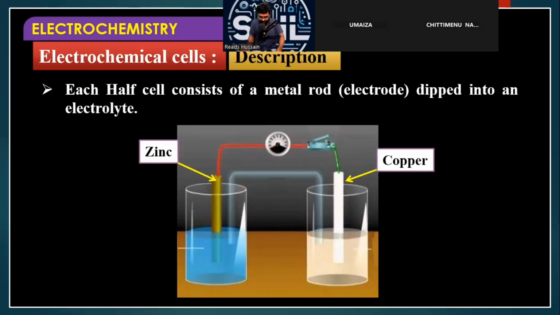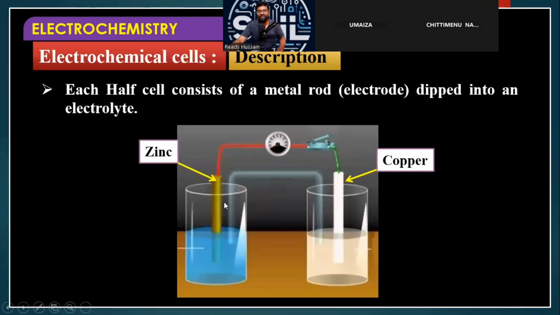This is the simplest arrangement, the construction of a galvanic cell. Here you can find two beakers. The first beaker is filled with some blue colored solution. Actually, it's not blue; just for identification we have mentioned this. It should be the copper side that is blue, and the other should be colorless. Don't be confused about these colors.